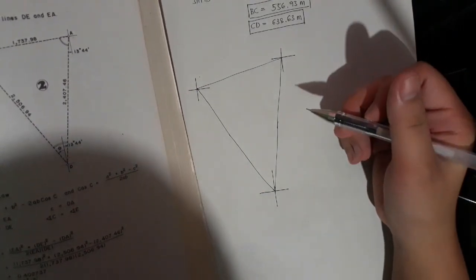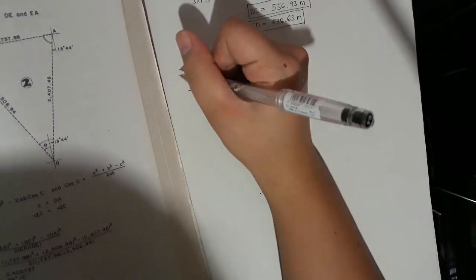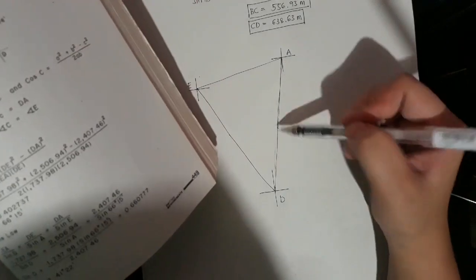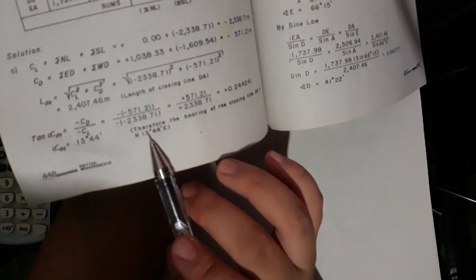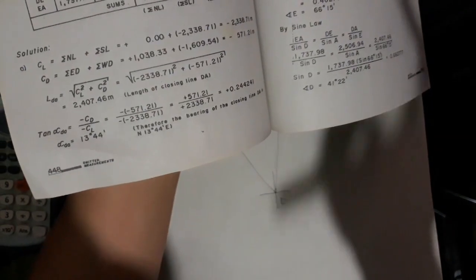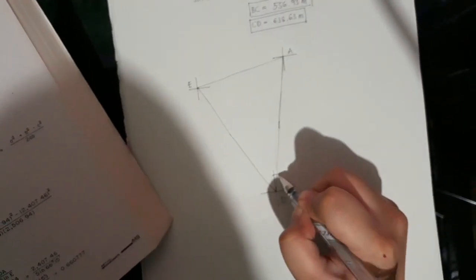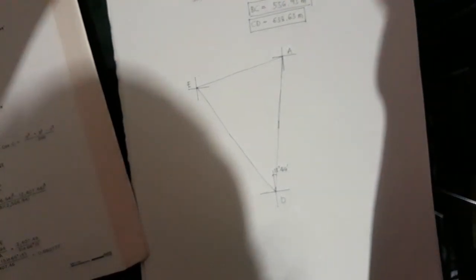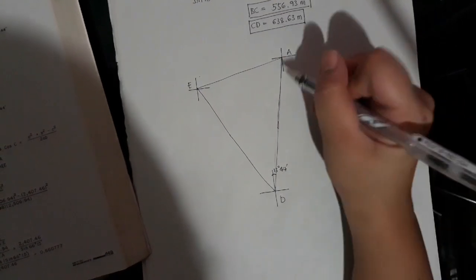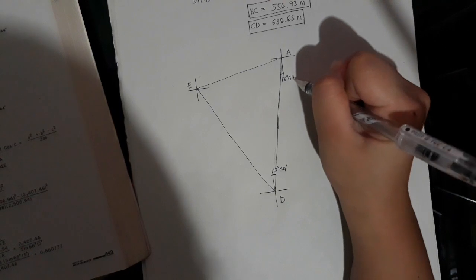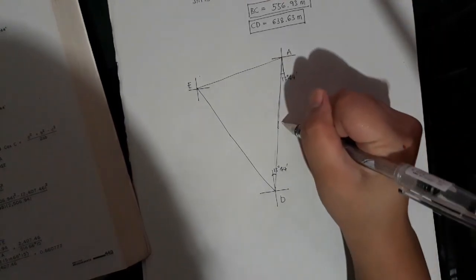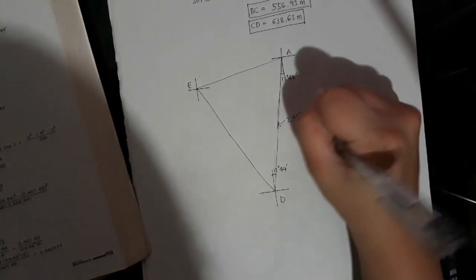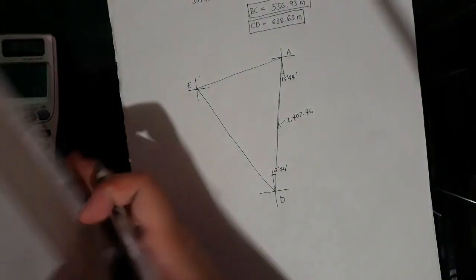So this is A, D, and E. We already solved for the closing line, AD or DA rather. The bearing is 13 degrees 44 minutes northeast, so north to east, 13 degrees 44 minutes. And this is also 13 degrees 44 minutes. As computed, the length of this closing line is 2,407.46. That was solved earlier.